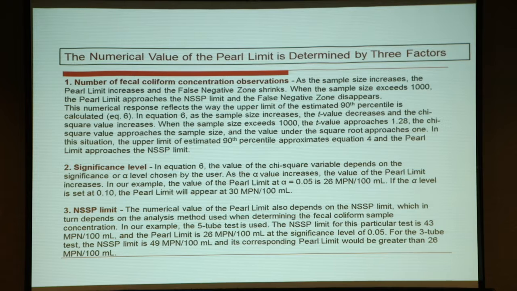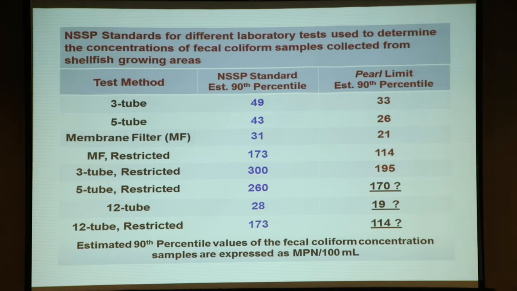Now, the necessary factors, which I'm not going to go into, it's just a busy slide, are the number of fecal coliform concentration observations, the level of significance used, and the NSSP limit used to determine what test is used, such as the 5-tube test. Now, listed here are the NSSP standards for different laboratory tests to determine the concentration of fecal coliform. It shows the NSSP estimated 90th percentile standards and corresponding Pearl limits based upon calculation from agency data sets.